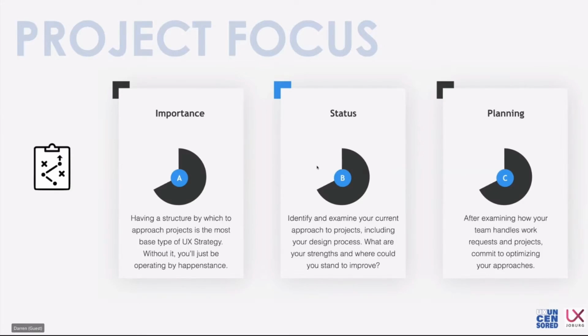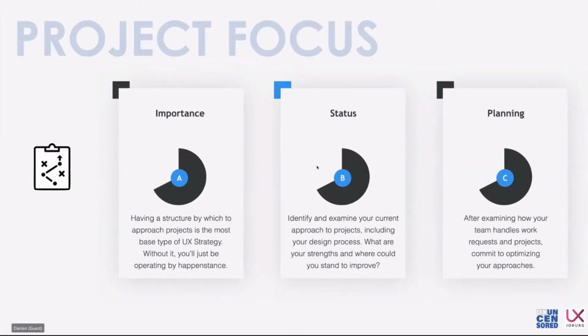So putting a structure in place is going to help you and it's going to help them. It's going to help the business. It's going to save you a lot of money. It's going to drive profit. So that's why it's really important that you have structure around it. From a status perspective, look at your current approach to projects, including your design process itself, and start thinking about what you could do to improve how you're operating when it comes to the handling of your projects internally.